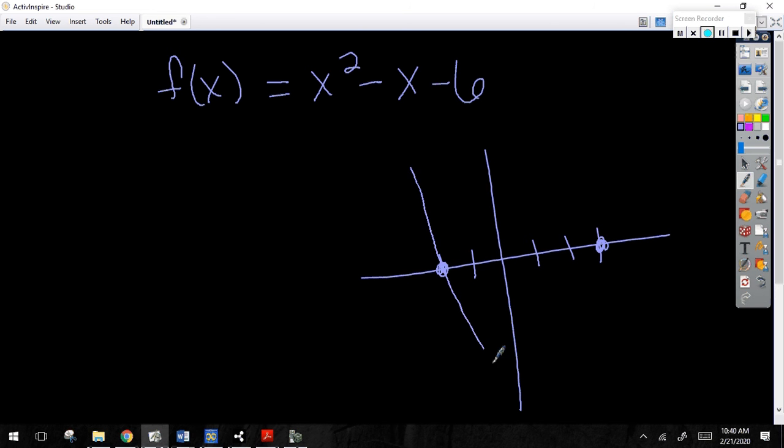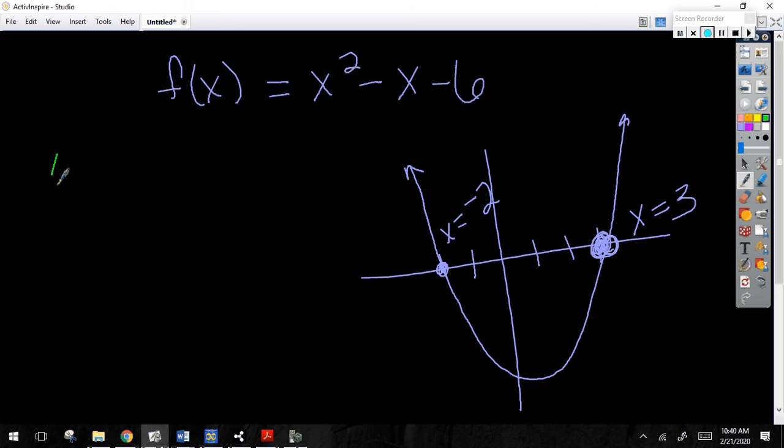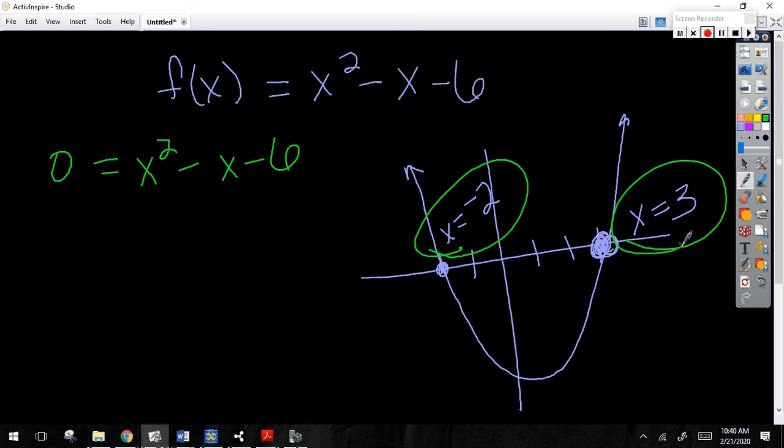Cawthon says 3. There you go. How might I check these? Plug it in. What should I get when I plug it in? 0. Remember what I'm really doing is saying, when will this equation equal 0? And you're saying this equation will equal 0 when x equals -2 or when x equals 3.